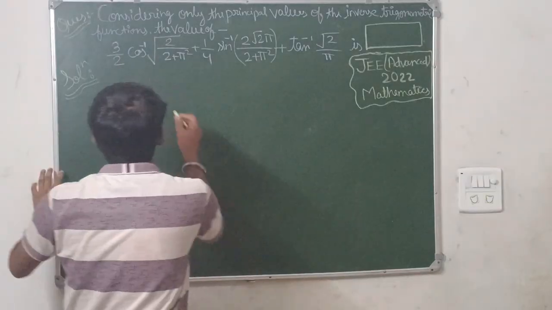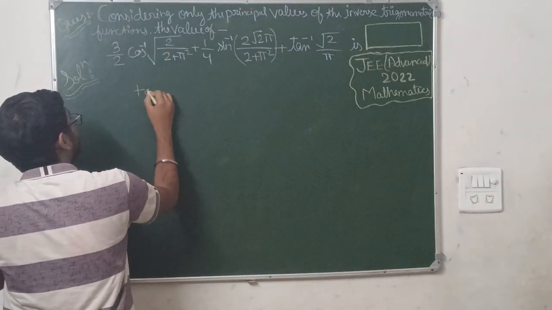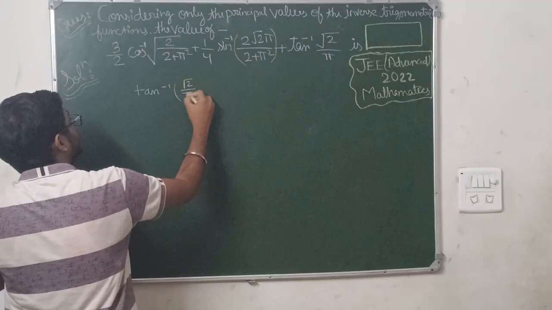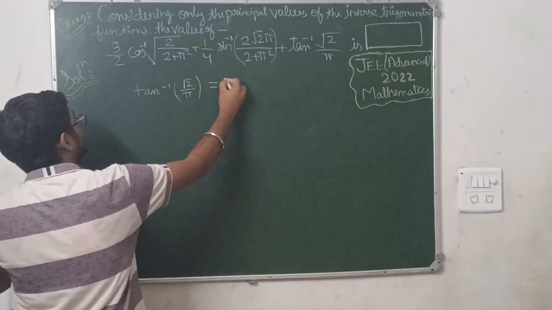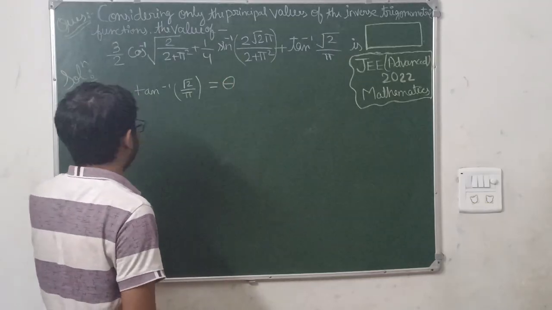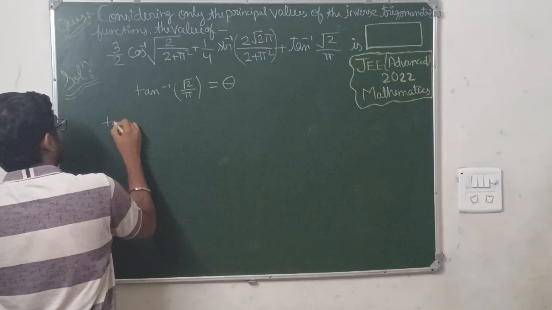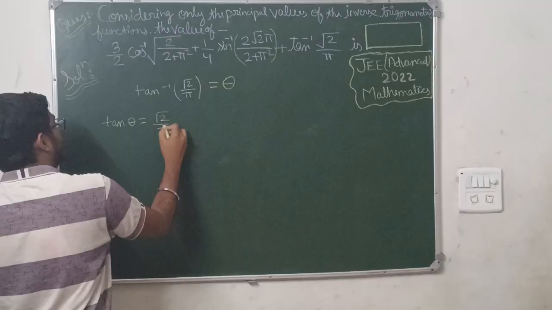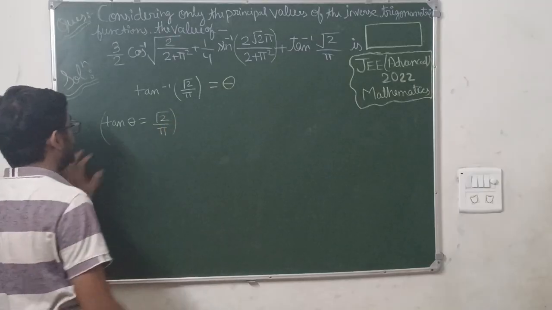Let me see what we can do with this last one. It is tan inverse root 2 by pi. We can assume this as theta. Let us assume a variable theta. So from here, tan theta becomes root 2 over pi.